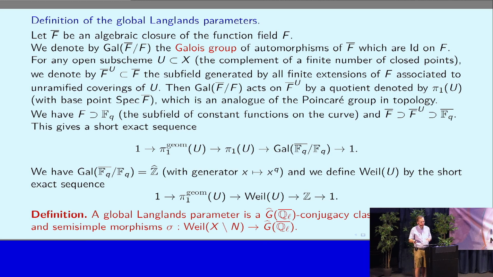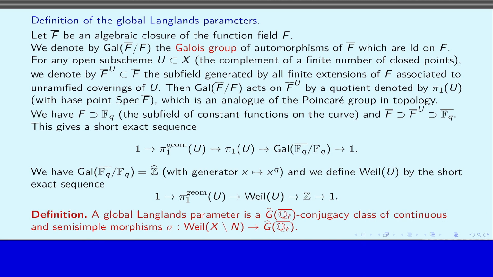So now I define the other side of the Langlands correspondence, the Galois side. So let F bar be an algebraic closure of F. The Galois group is the group of automorphisms which are identity on F. And I will consider a quotient denoted by pi_1 of U, when U is an open subscheme of X, the complement of a finite number of closed points. So we consider the subfield of F bar generated by all finite extensions which correspond to unramified coverings of U. And then pi_1 of U is the quotient through which the Galois group acts on this subfield of F bar. And both F bar and F bar_U contain F_q bar. And this gives a morphism of pi_1 of U to Gal(F_q bar over F_q).